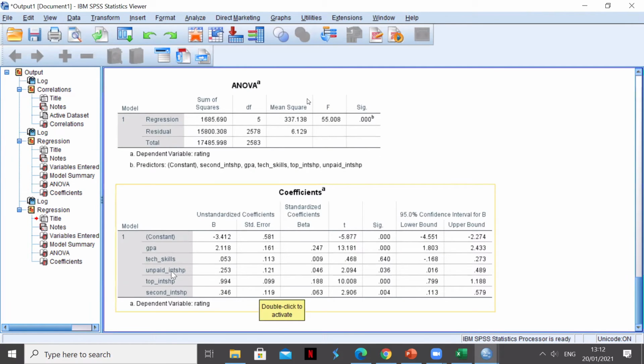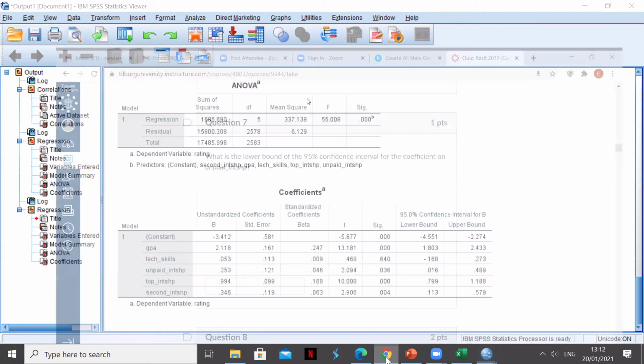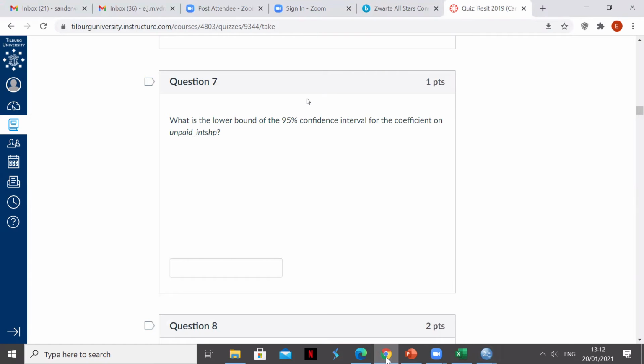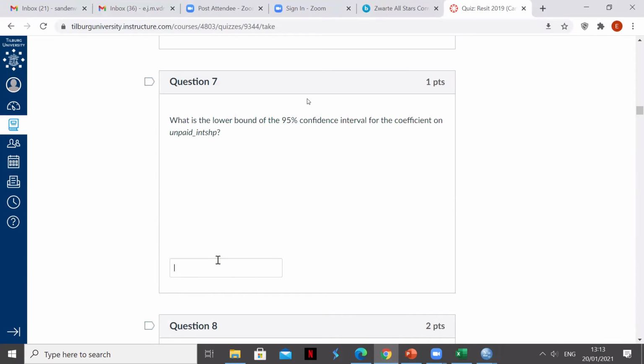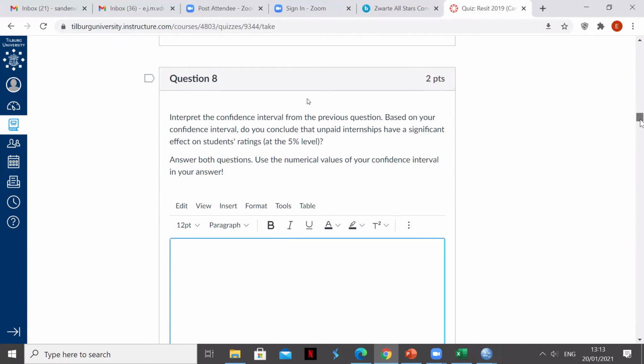And we wanted the lower bound of unpaid internship. That's one here. And here we have our 95% confidence interval for B. So for our coefficient unpaid internship, 0.016. And that literally is just your answer, 0.16. So you can do it actually fairly quickly if you know what to do. If there are any questions, interrupt me.